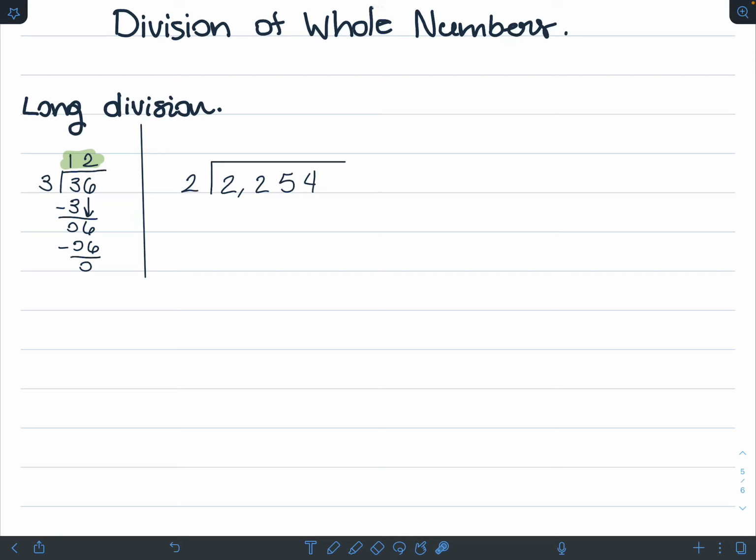If you want to try on your own, feel free to pause the video. Assuming you paused the video and attempted it on your own, let's work this out together and see if you are on the right track. 2 times what number gives me 2? That's just 1. 1 times 2 is 2. That becomes 0. Bring that 2 down. Once again, 2 times what number gives me 2? 1.